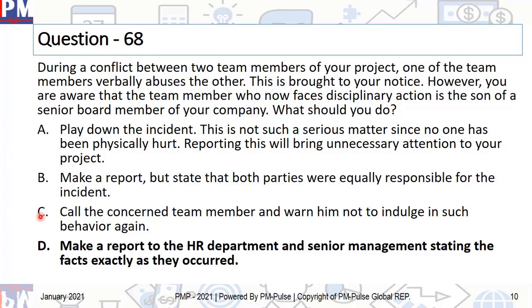All these other options are not correct. So, for example, play down the incident. Now, are you going to play down the incident just because somebody, a very abusive person, is related to somebody else?